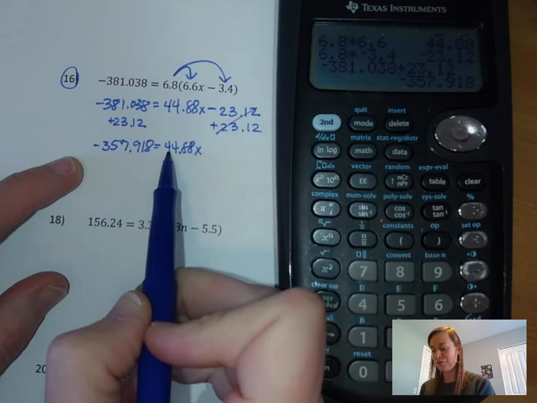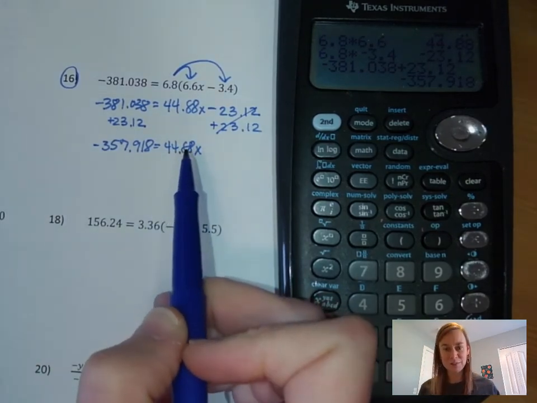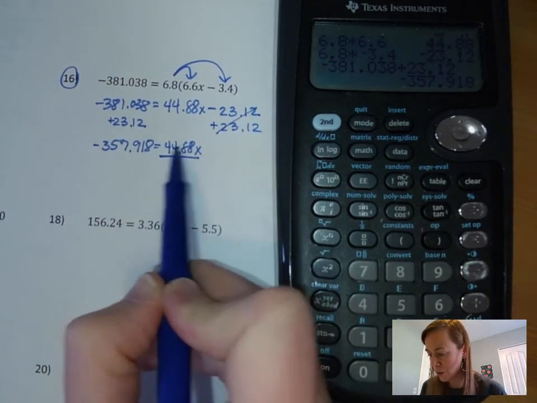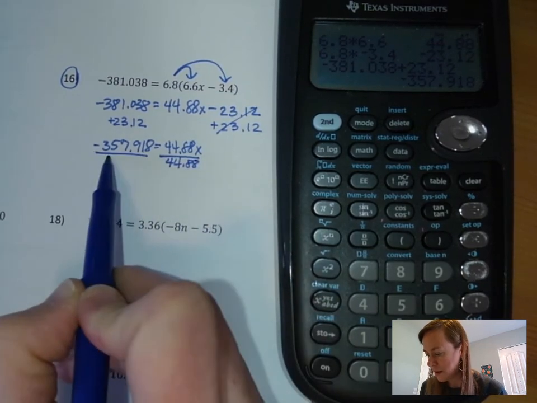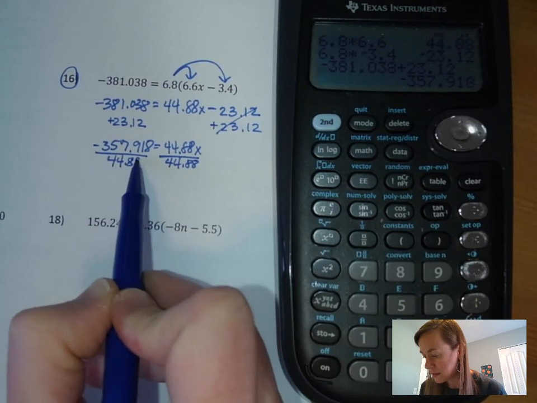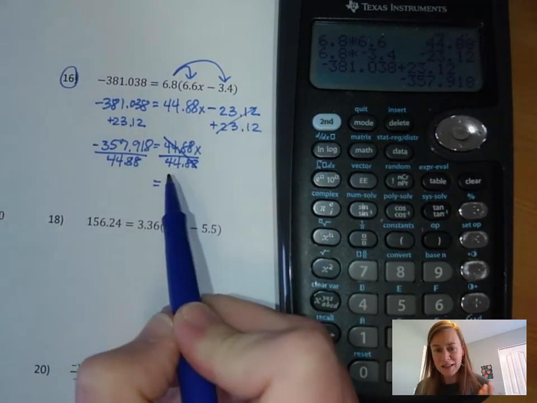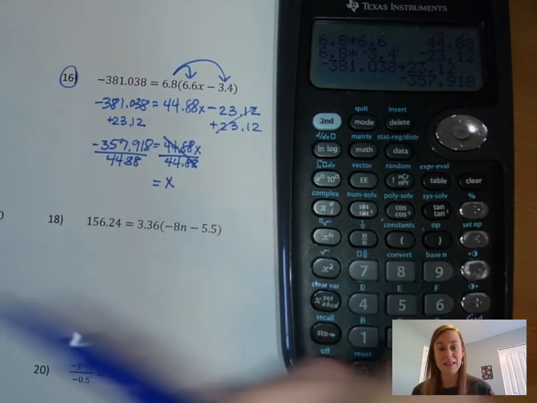Now you have to get rid of that 44.88. So what is it doing to the x right now? It's multiplying. What's the opposite of multiplying? Dividing. So we're going to divide by what we want to get rid of, which is the 44.88. Divide by that on both sides. Here, 44.88 divided by 44.88 is just a 1. So we're going to say it cancels out because 1x is the same thing as x.